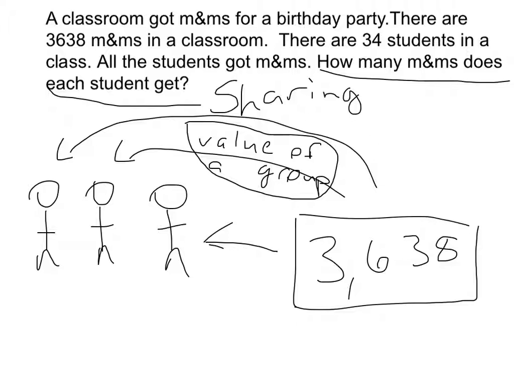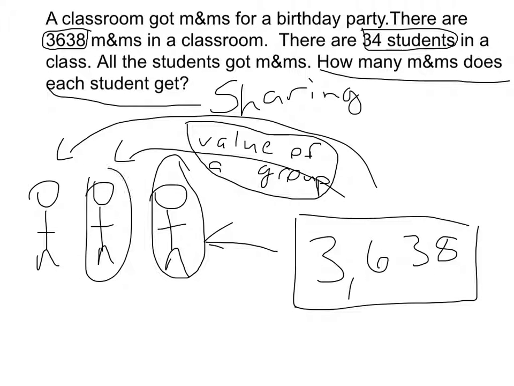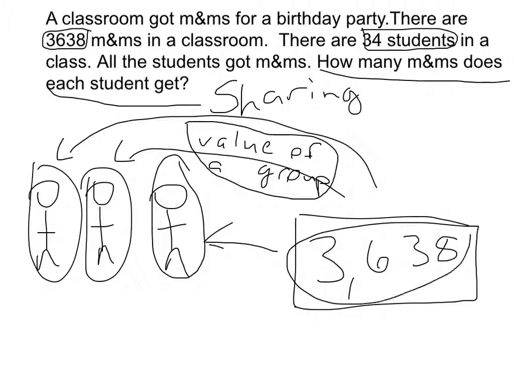And sharing is about how many, it tells you the grouping, how many groups you have, and how many of it you have, but it doesn't tell you the value of each group. I think that each group is kind of like a student, and the M&Ms are kind of the value, and the 3,638 are the amount that you have. So this is sharing, because sharing is what the value of a group is, and that's what this is asking.